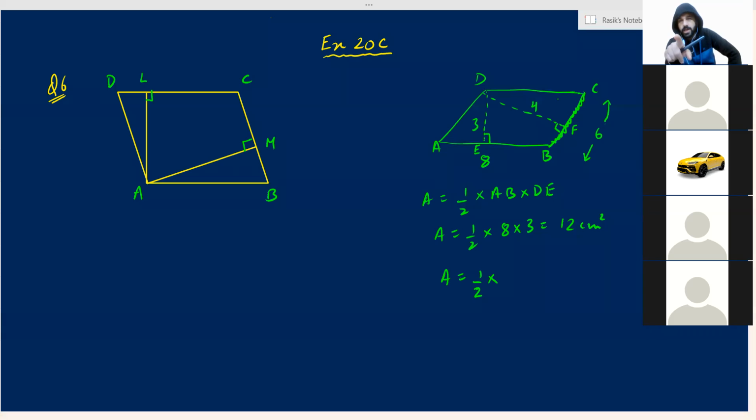You cannot take DE as the height. If you are taking BC as the base, you cannot take DE as the height of the parallelogram in that case. So if I take BC as the base, which side will I take as the height? DF.